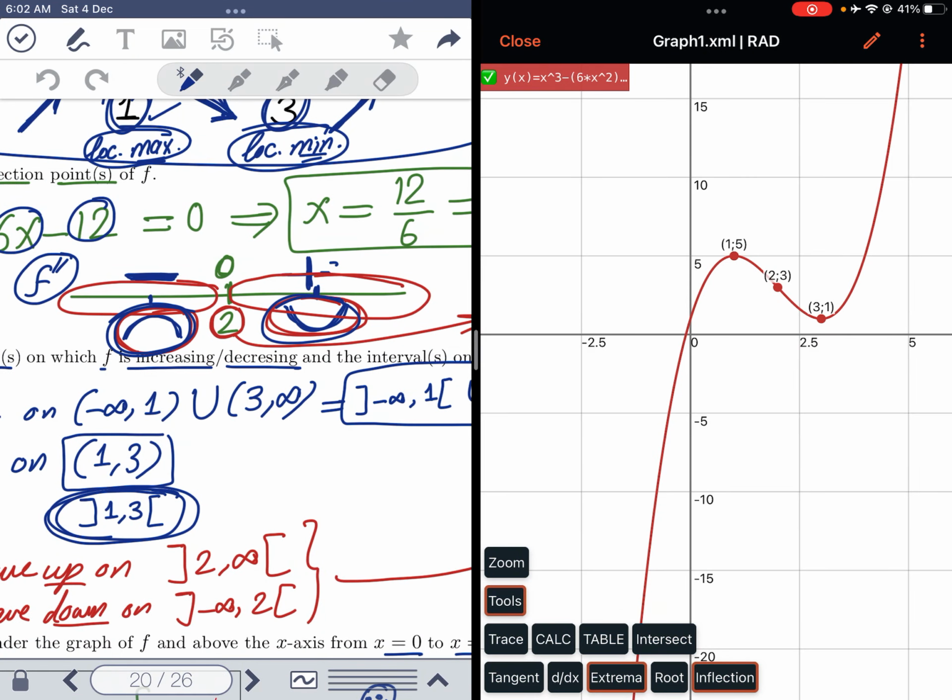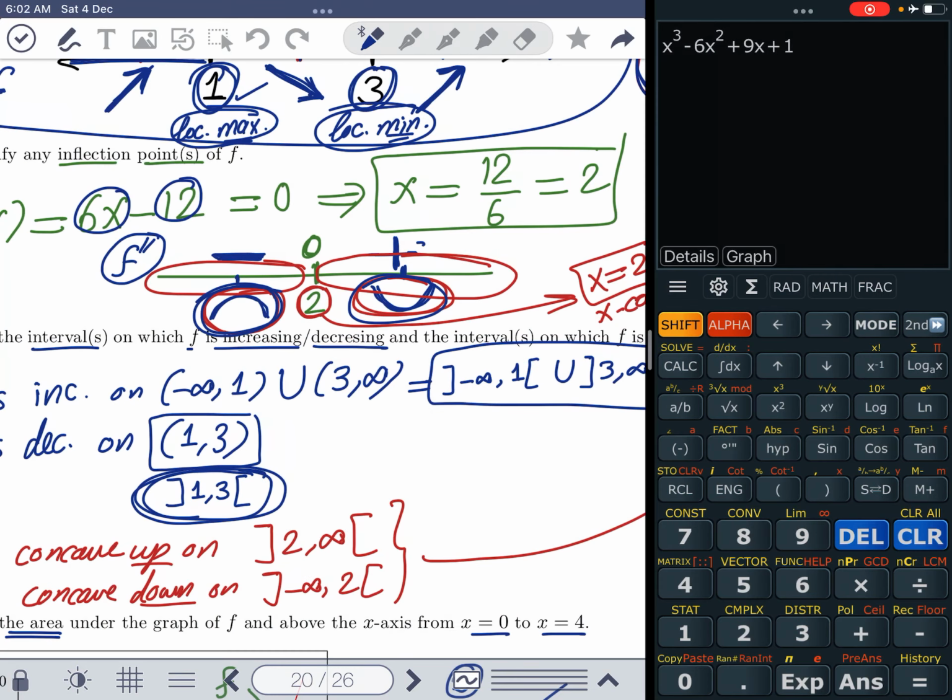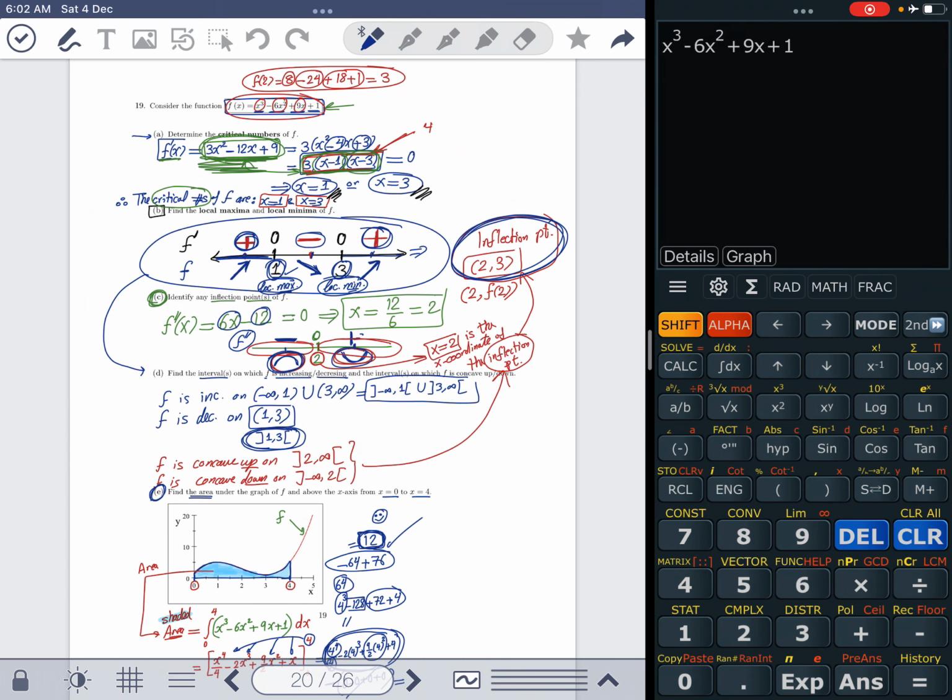Perfect. This is nice to know, that this calculator can also graph. And we checked our answer, and the area, we saw that it's 12, and we're done with this question, so I'll stop here.